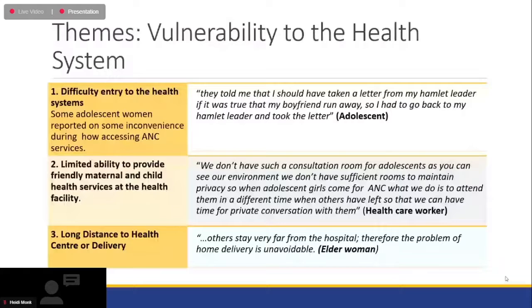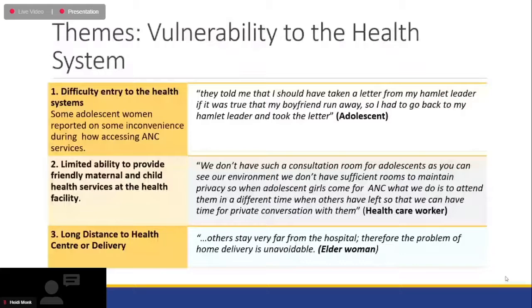Another thing they reported is the limited ability to provide friendly maternal and child health services. Sometimes the infrastructure is not supportive or friendly enough to accommodate the needs of these adolescent girls. You find the rooms are insufficient and sometimes there are few staff. So sometimes healthcare workers need to reschedule to see them at different times, after the other women have already left, in order to serve these young women. So you find they are afraid, they are ashamed, and the stigma makes them reluctant to attend antenatal services.